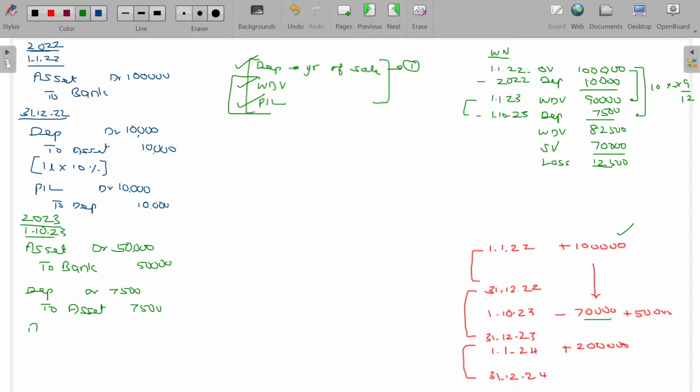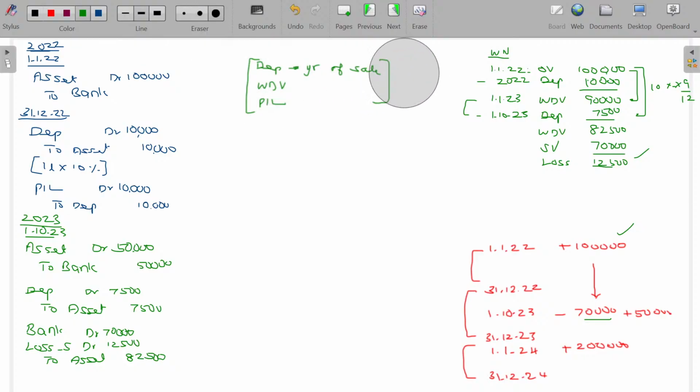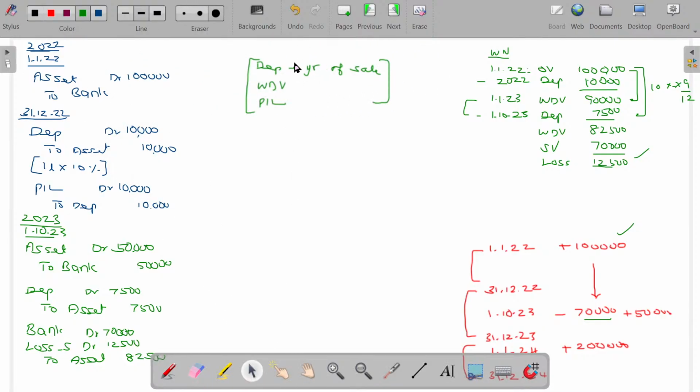So sale: bank account debit to asset account. Asset account is 82,500. Amount recovered being 70,000 rupees. Because of this one, we face loss on sale. Loss on sale account debit, which is 12,500. Clear? Hope now you'll be able to understand this one.